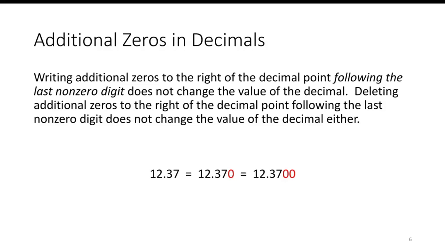It does affect how you read the number technically, but the value of the number doesn't change. So in order, this is 12 and 37 hundredths, then it's 12 and 370 thousandths, then it's 12 and 3,700 over 10,000.